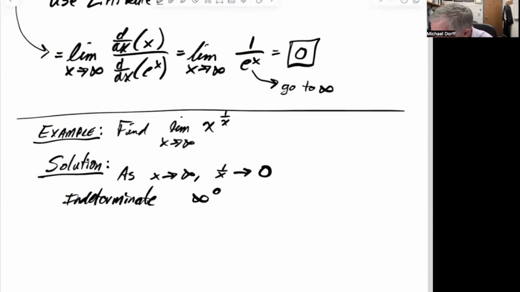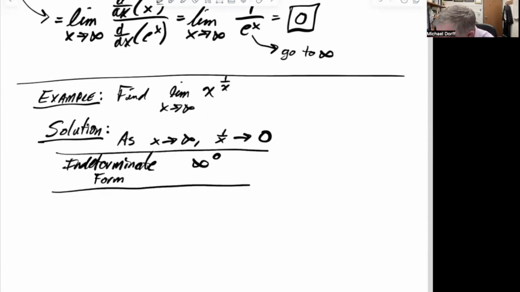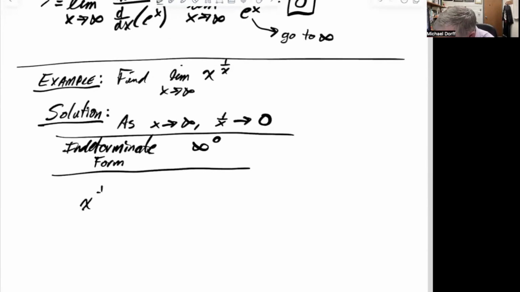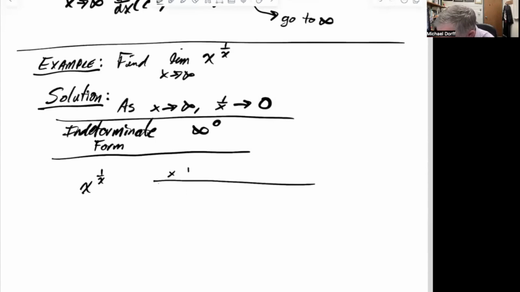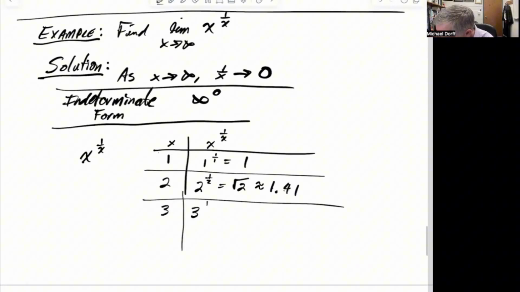So let's just look at that indeterminate form a little bit. I think it's easy to not understand what's happening with that one. So just suppose we have this here. We're going to look at, again, x to the 1 over x. So we'll do some x values and then x to the 1 over x values. If x is 1, then we have 1 to the 1 power, which equals 1. If x is 2, we have 2 to the 1/2 power, which is the square root of 2, which is approximately 1.41. If x is 3, we have 3 to the 1/3 power, which would be the cube root of 3, which is approximately 1.44.